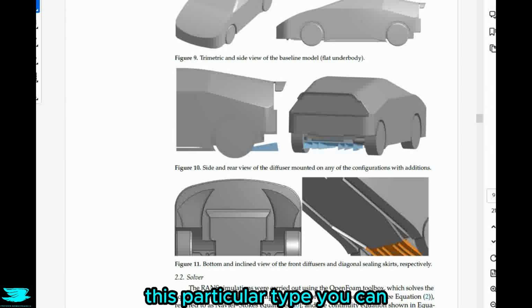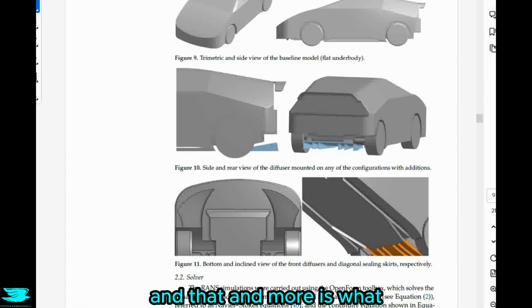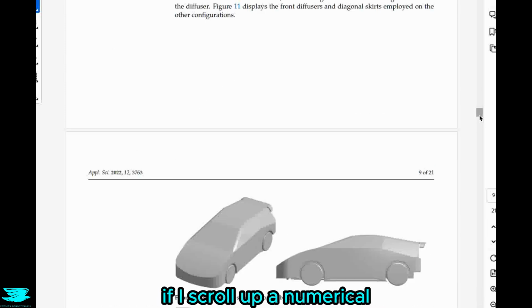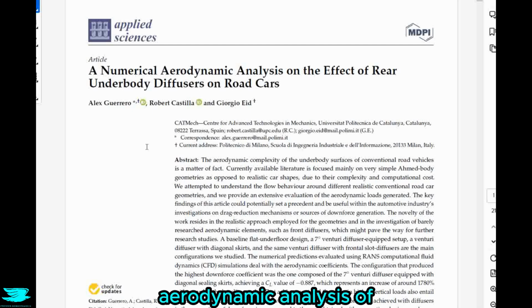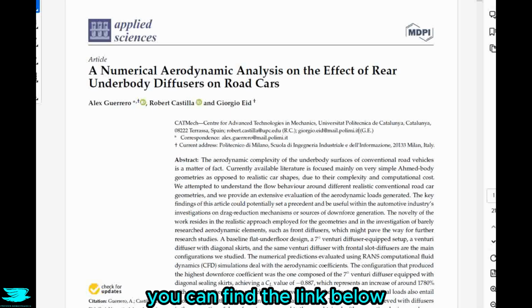So for example, this particular type you can see in figure 10 in this blue section. What is the purpose of these vanes? And that and more is what we're going through today. To do all that, we're looking at this study called, if I scroll up, a numerical aerodynamic analysis of the effects of rear underbody diffusers on road cars. And it is open access, so you can find the link below.